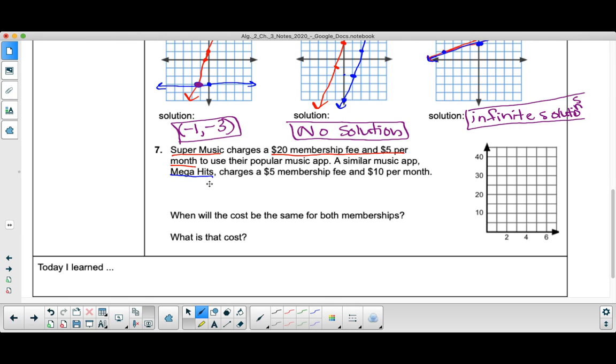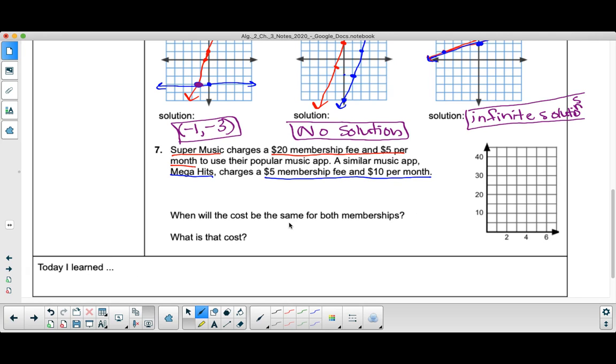We'll do that one a different color. Mega Hits charges a $5 membership fee, but $10 per month. So you can already see they have different things going on. One of them charges more up front, but the other one charges more per month. So what we're trying to find out is when will the cost be the same for both memberships? And what is that cost?